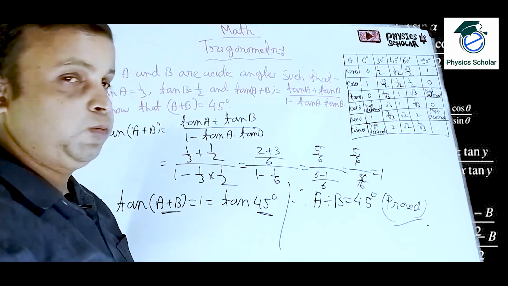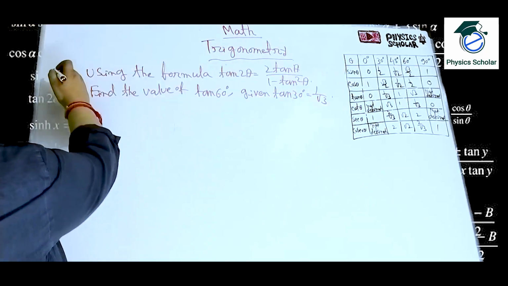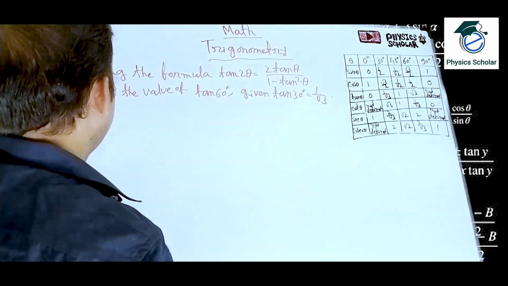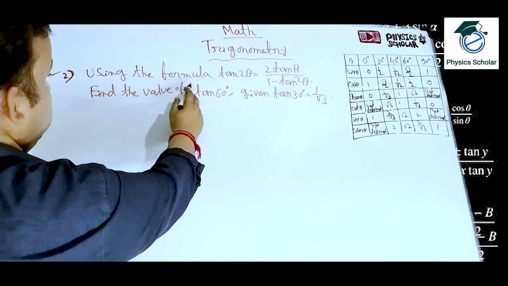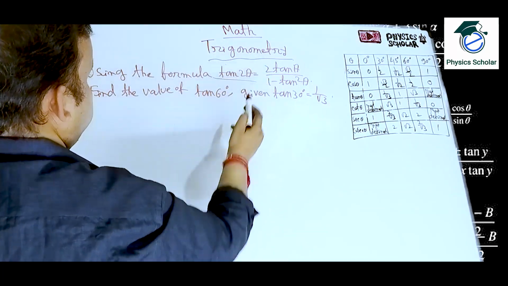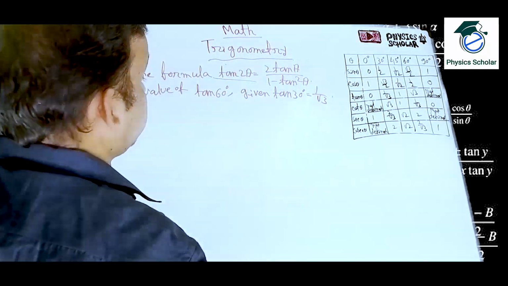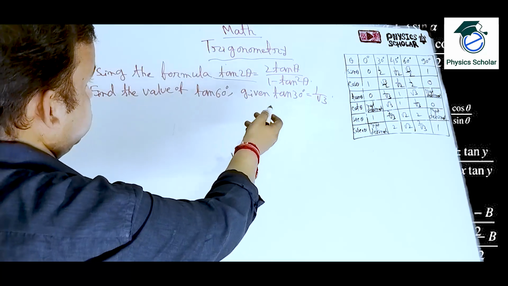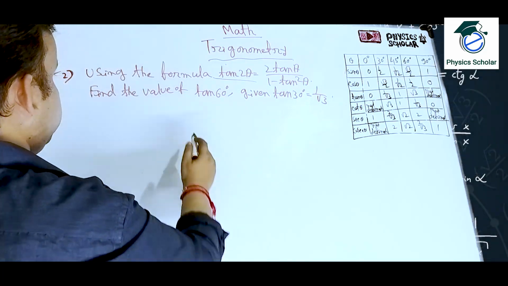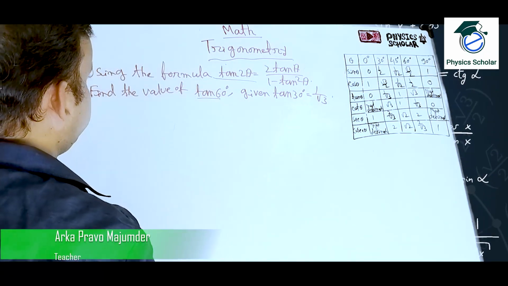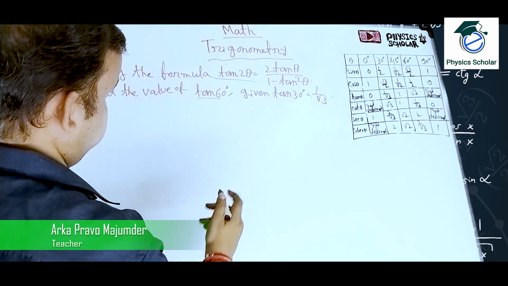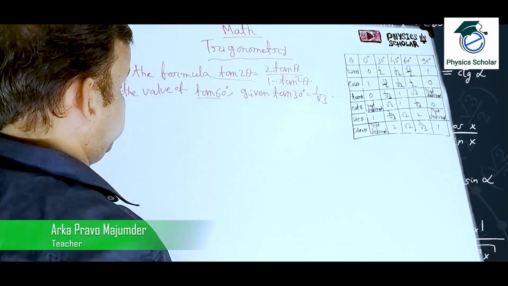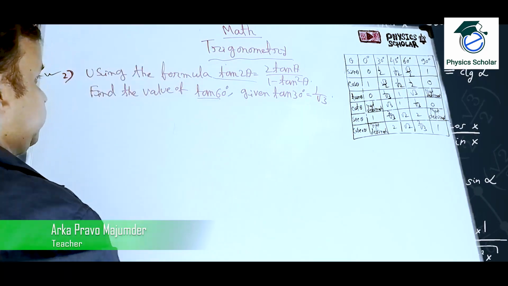Now let us move to the next sum. So students, here is sum number 2 for today's episode. Using the formula, tan 2A is equal to 2 tan A divided by 1 minus tan square A. Clear? We have to find out the value of tan 60 degree, and tan 30 degree is given as 1 by root 3. Actually we know the tan 30 degree value is 1 by root 3.